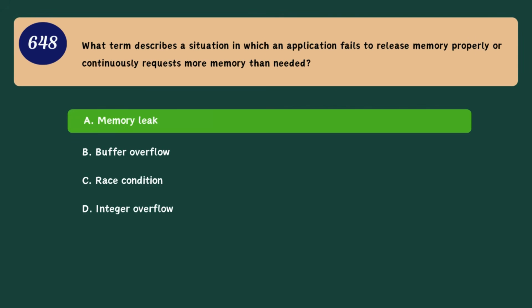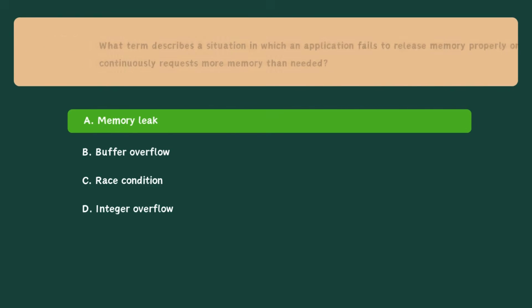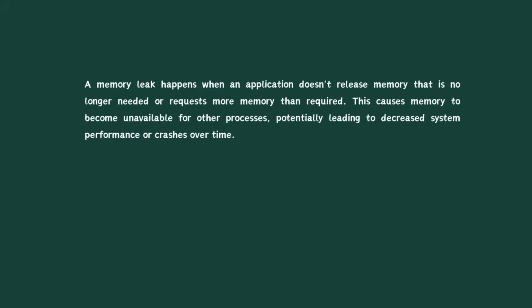Correct answer. A. Memory leak. A memory leak happens when an application doesn't release memory that is no longer needed or requests more memory than required. This causes memory to become unavailable for other processes, potentially leading to decreased system performance or crashes over time.